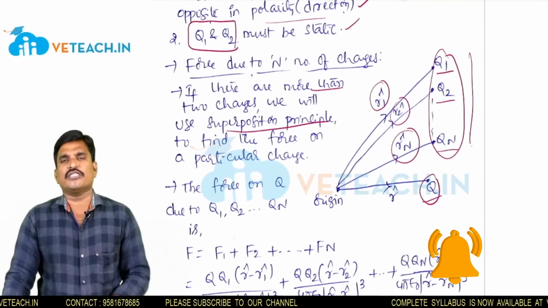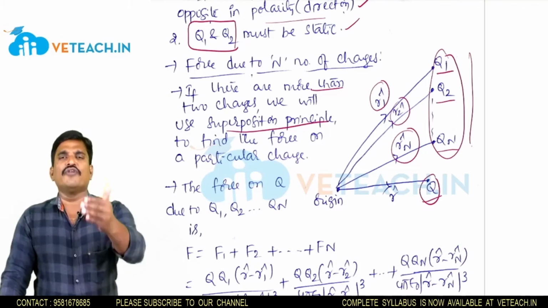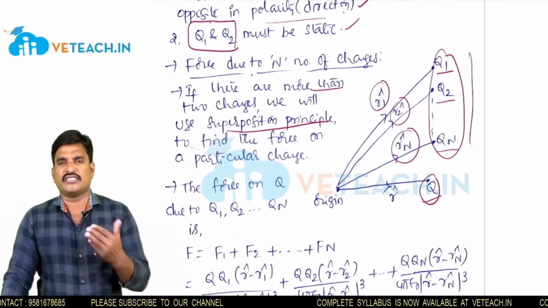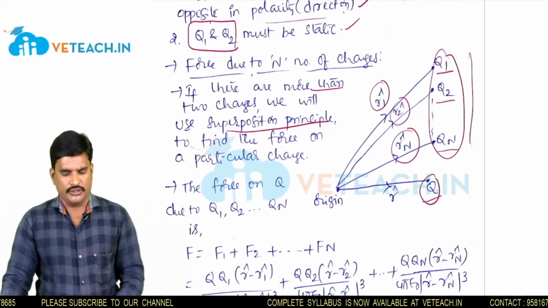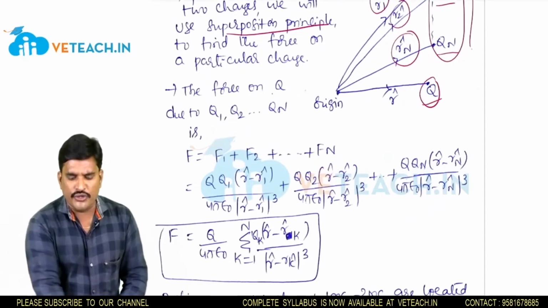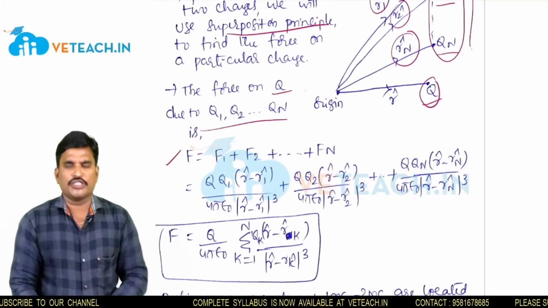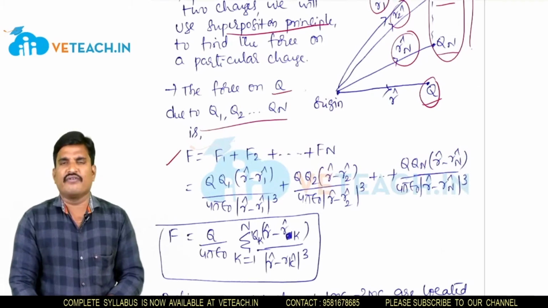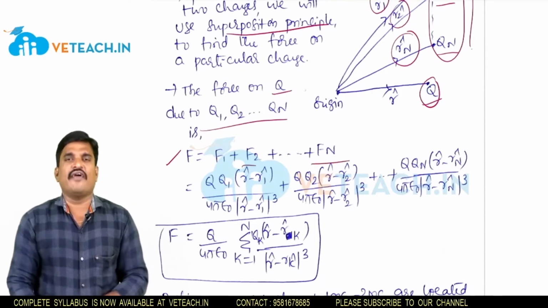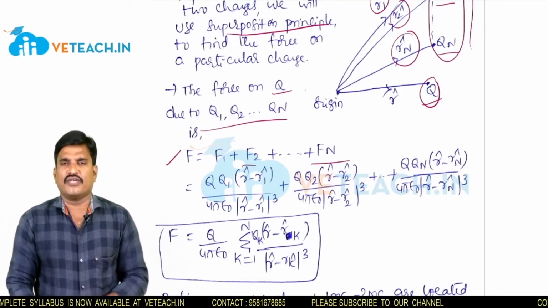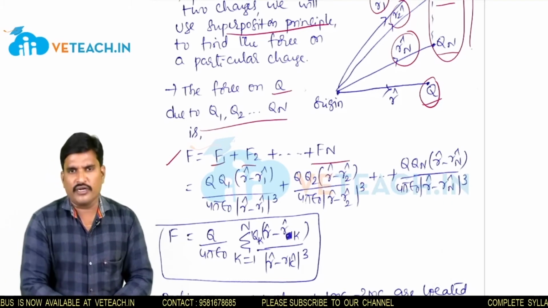What is the superposition principle? The total force is obtained by adding all individual forces. It is a sum of individual forces which gives the total force. Then what is the force on Q due to all the charges? Because of the superposition principle, we say F is equal to F1 plus F2 and so on plus Fn. Means n number of charges are there, and I can find that. Tell me, what is F1?